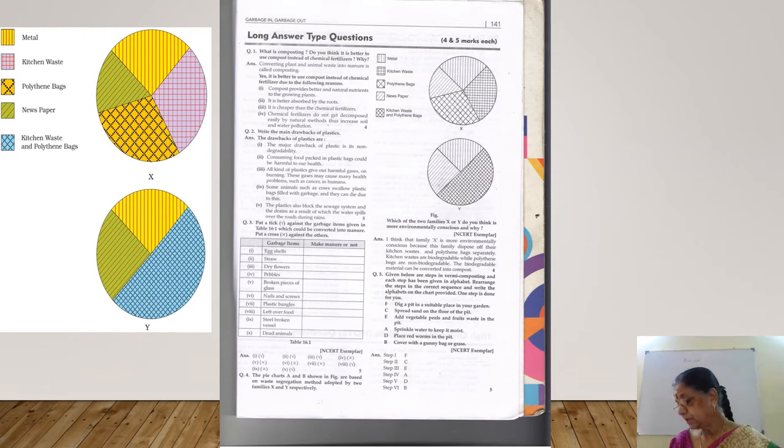The next one. Given below are steps in vermicomposting and each step has been given an alphabet. Rearrange the steps in the correct sequence and write the alphabet in the chart provided. What is given? First F, C, E, A, D, B. I think it is clear. Go through it. So the first step in the answer: dig a pit in a suitable place.